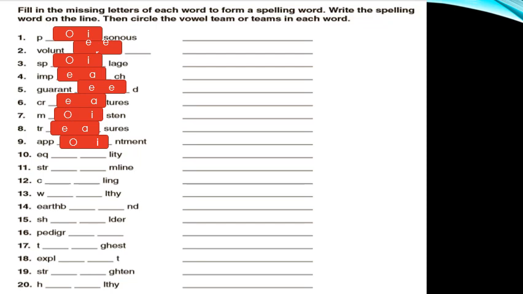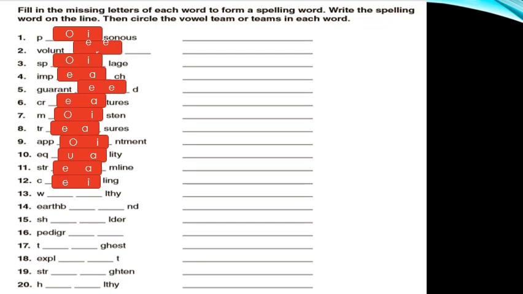Number 10, equality. U-A. Only one vowel team, U-A. 11, streamline, EA. The vowel team here is EA. Number 12 is ceiling, EI. Yes, the vowel team is EI, so it becomes ceiling.